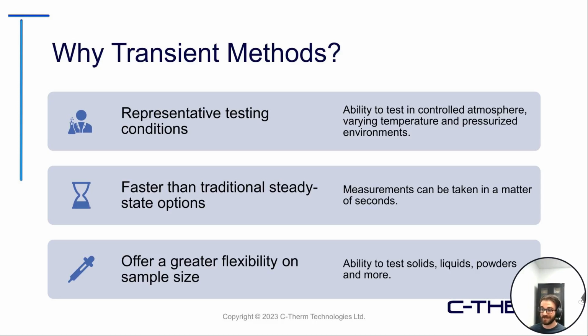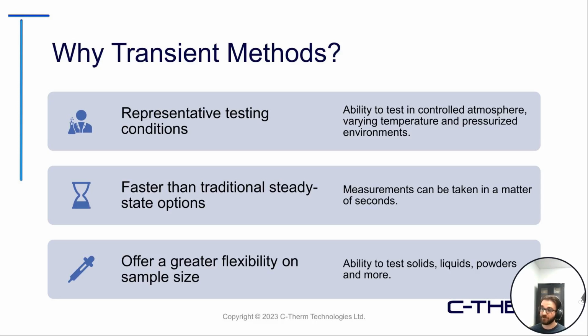The second note here is they are faster than traditional steady state options. In all cases, a transient technique will always be faster than a steady state. It's simply related to how the measurement works at a very fundamental level. But inherently, many of these transient techniques can provide you measurements within seconds, compared to, in some cases, many hours that may be required for some steady state options.